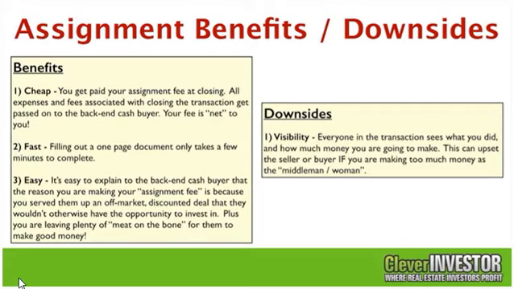All expenses and fees associated with the closing get passed on to that back-end cash buyer, so your fee is net to you. Number 2, they're extremely fast. Like I said, filling out a one-page document only takes a few minutes to complete. And number 3, they're easy. It's easy to explain to the back-end cash buyer that the reason that you're making your assignment fee is because you served them up an off-market discounted deal that they wouldn't otherwise have the opportunity to invest in. Plus, you're leaving plenty of meat on the bone for them to make good money.